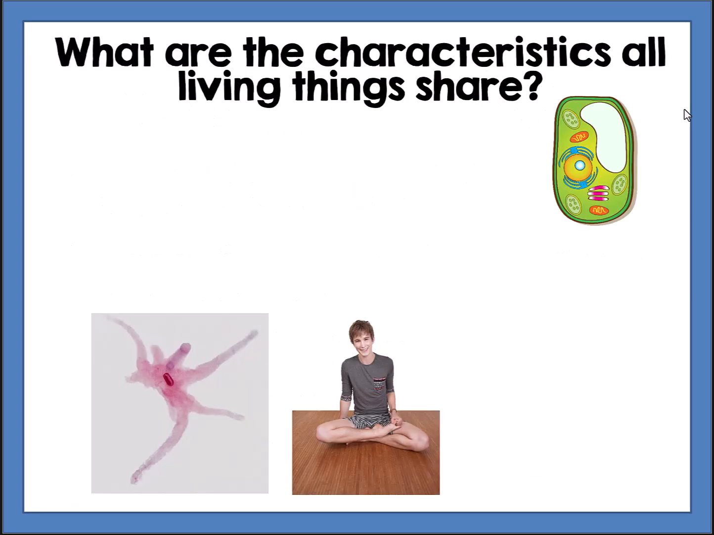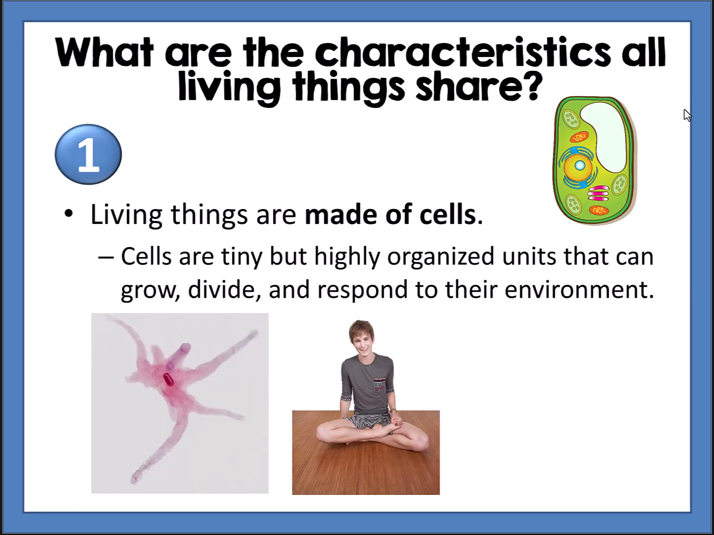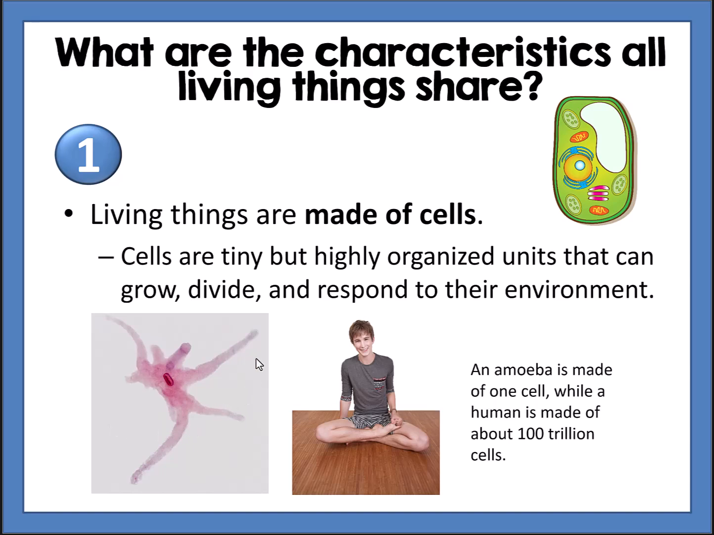What are these 8 characteristics? Number 1, living things are made of cells. Cells are tiny but highly organized units that can grow, divide, and respond to their environment. So here's a graphic of a plant cell. This is an amoeba. An amoeba is made of one cell, but a human is made of about 100 trillion cells.